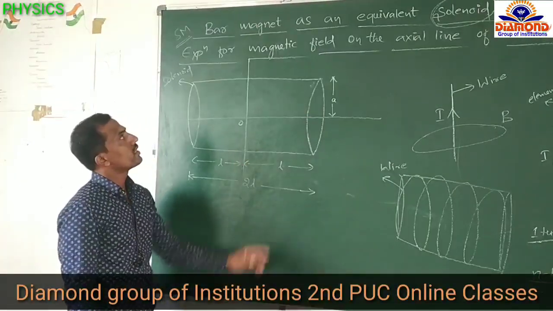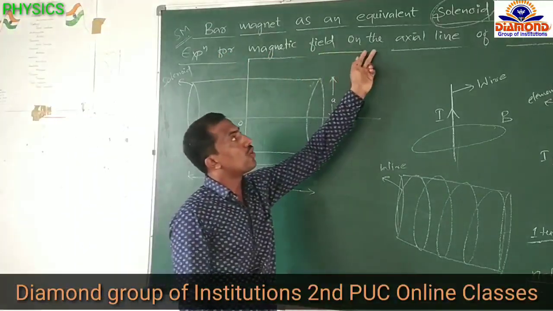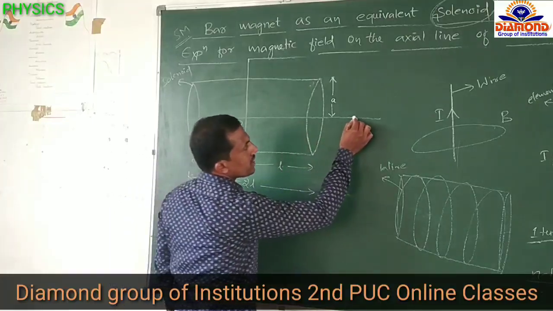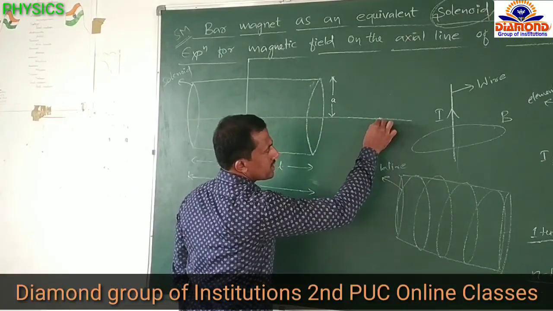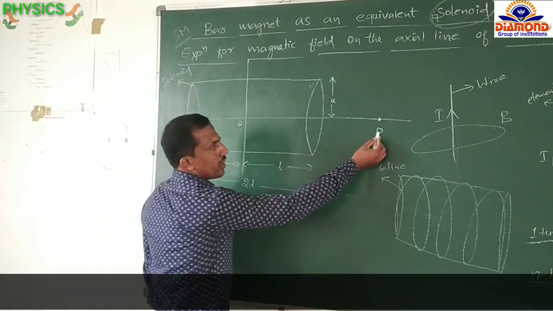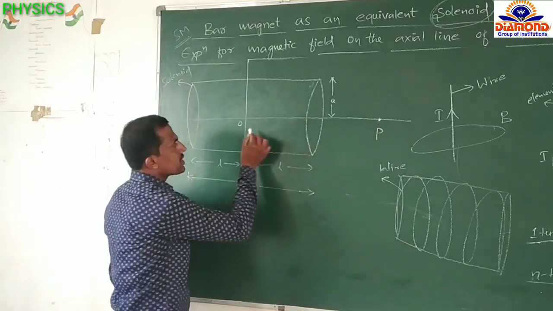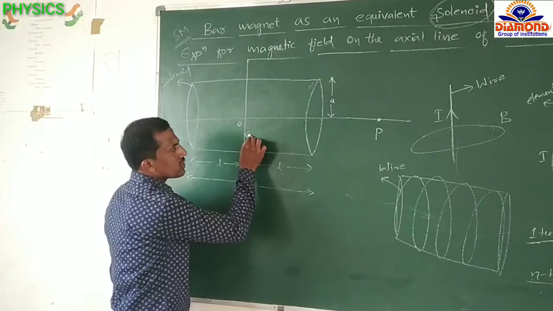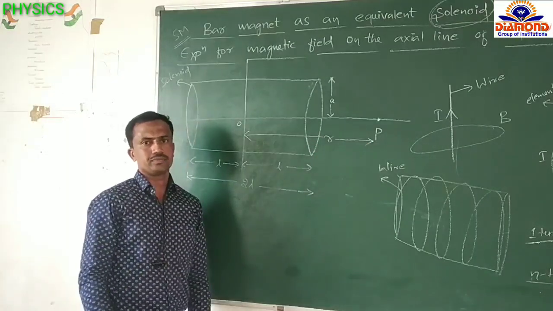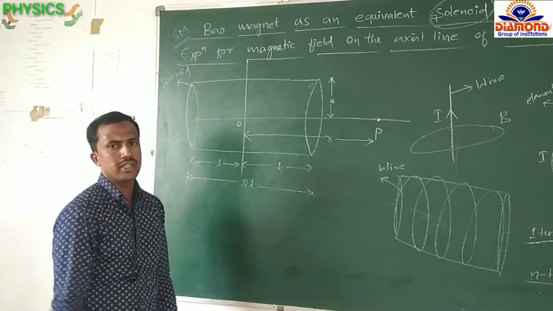Our topic is the magnetic field on the axial line. We are placing a point P on this axial line. P is a point on the axial line, and the distance from the center of the solenoid to P is R.